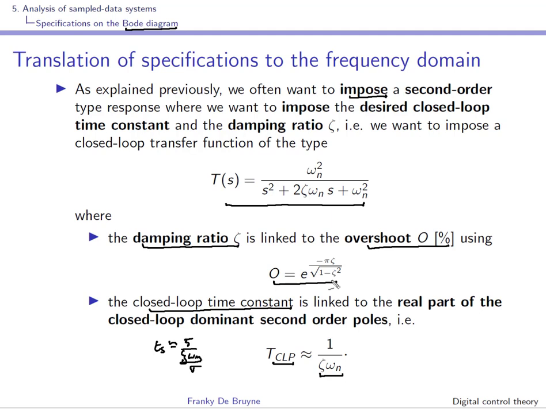But anyway, from the specifications you can determine the damping ratio and the natural frequency, and now we have to link this to our design in the Bode diagram of the loop gain. So we have to transfer this to a crossover frequency omega c and a phase margin Vm.